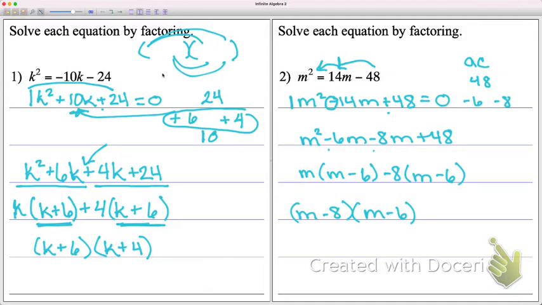Listen. I was wrong. If this is positive, they're both going to be the same sign, and that would be the sign of the middle one. That's a positive 14 now. No, it is a negative 14. Did you set it equal to 0 like you were supposed to?